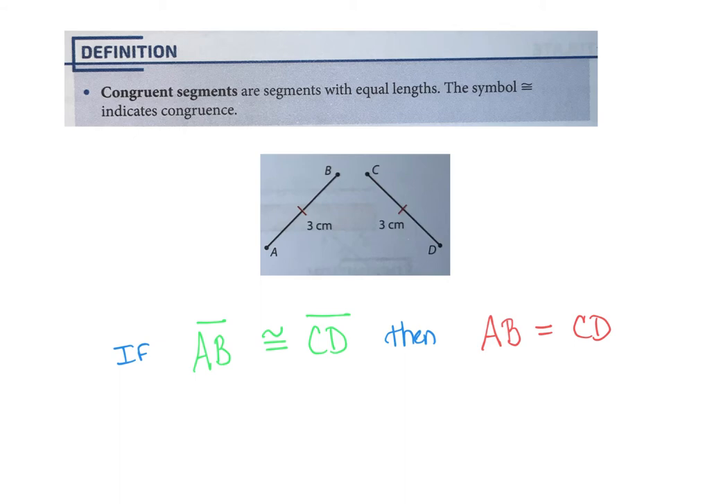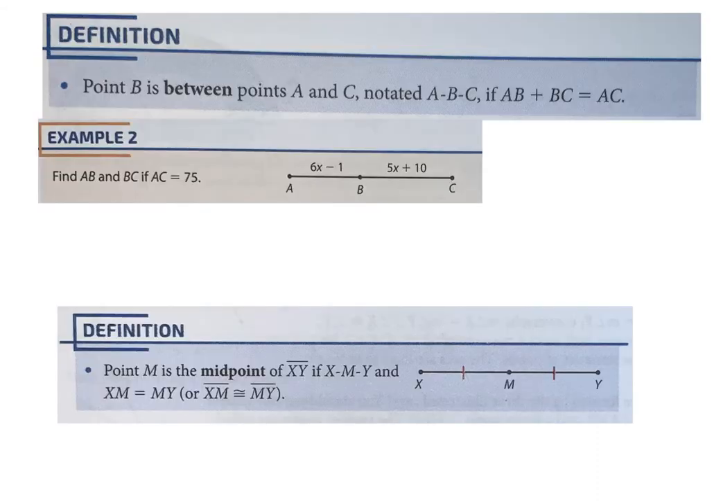You'll notice that they have these little dashes right here, all right? Those dashes tell us that those line segments that have the same number of dashes are congruent line segments. That is the notation for congruence in a figure. If you see the dash and the dash, it means they are congruent. All right? And then we have another definition.